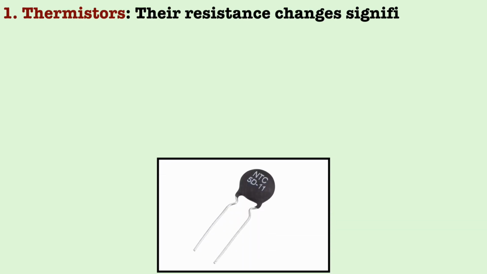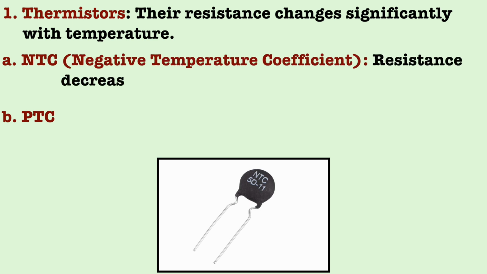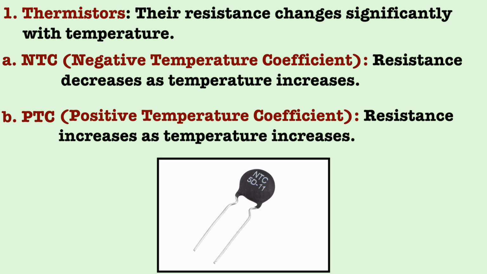Now we talk about the thermistor. Their resistance changes significantly with the temperature, and thermistors can be classified as NTC or PTC. NTC means negative temperature coefficient, meaning resistance decreases as temperature increases. If we talk about the PTC, that is a positive temperature coefficient, meaning resistance increases as the temperature increases. And thermistors are used in temperature sensors, thermal protection in motors, and temperature compensation in industrial circuits.